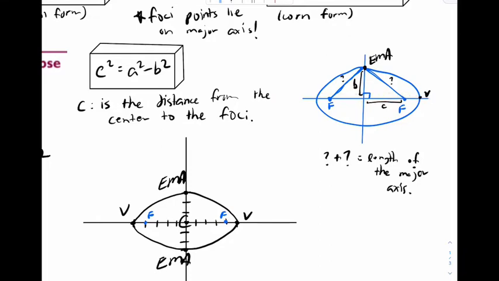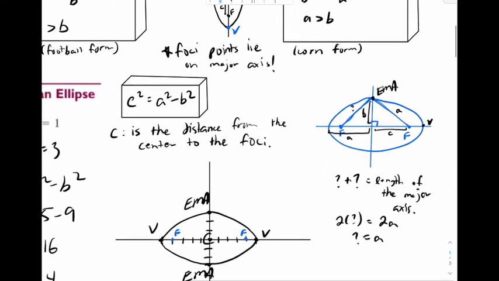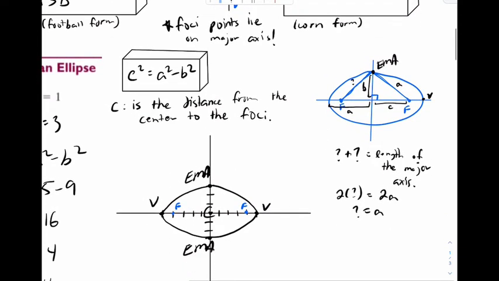And if we know that this thing is A, the length of the major axis is going to be 2A, which means 2 times the question mark is 2A. The question mark must be A. So now I can erase that. And there we go. Now we can derive it, because that would mean we have a triangle where B squared plus C squared is equal to A squared. So therefore, C squared equals A squared minus B squared.